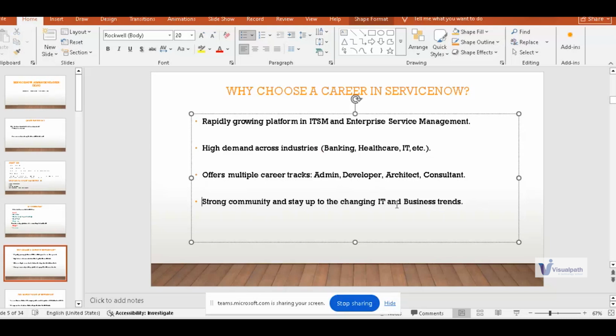So don't worry. There is a strong community to help you stay up to date with changing IT and business trends. We have a community for ServiceNow. For anything, we can raise it and look into the community. We have documentation, references, lots of YouTube videos, and lots of material on the internet to answer whatever questions or doubts you have. But you have to search in the right way.